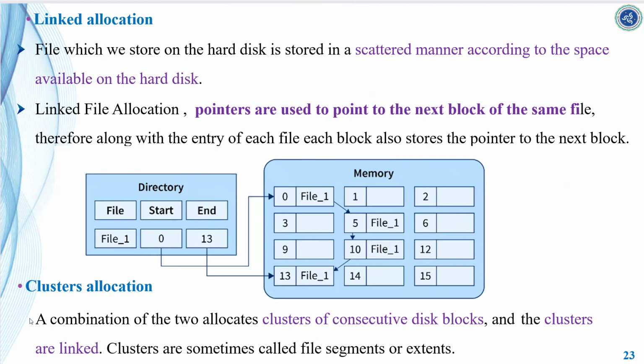Next is the cluster allocation. Cluster allocation is a combination of the previous two, that is, contiguous and linked allocation. You will be having clusters, that is, groups. So here the disk has clusters of consecutive disk blocks, and these clusters will be linked with the help of pointers. These clusters can also be called file segments or extents.